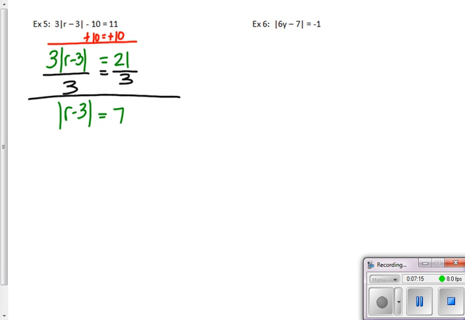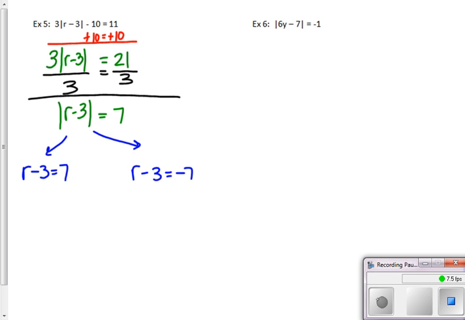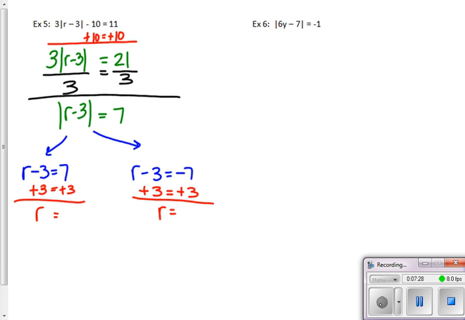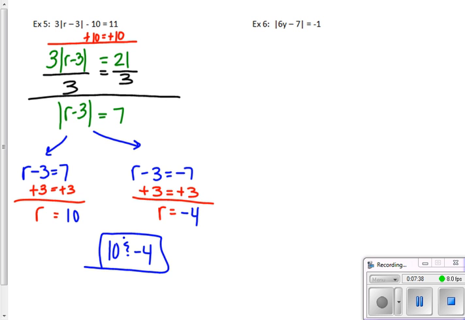Second thing, go ahead and split this into the two cases. Now that you have the absolute value isolated, solve for r in each of the cases by adding 3. And you'd find out that r equals 10 and r equals negative 4. So the two possibilities here are 10 and negative 4. Check out example 6. Go ahead, pause the video, work through it, and check back in.